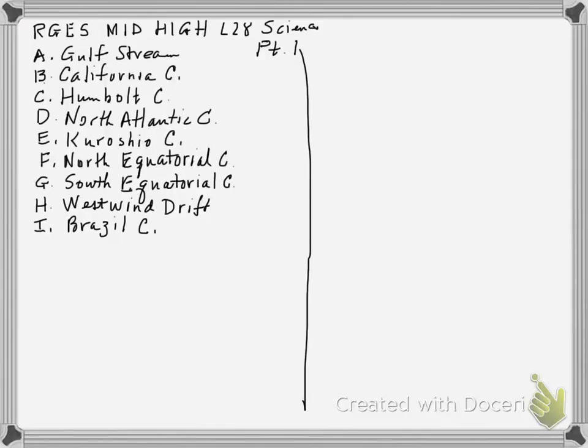So here are the actual currents for the major ocean currents worksheet that you have. The first one, A, is the Gulf Stream. So if you would fill in Gulf Stream, and you can put current right behind it. You can put a capital C period, which means current. So Gulf Stream current.